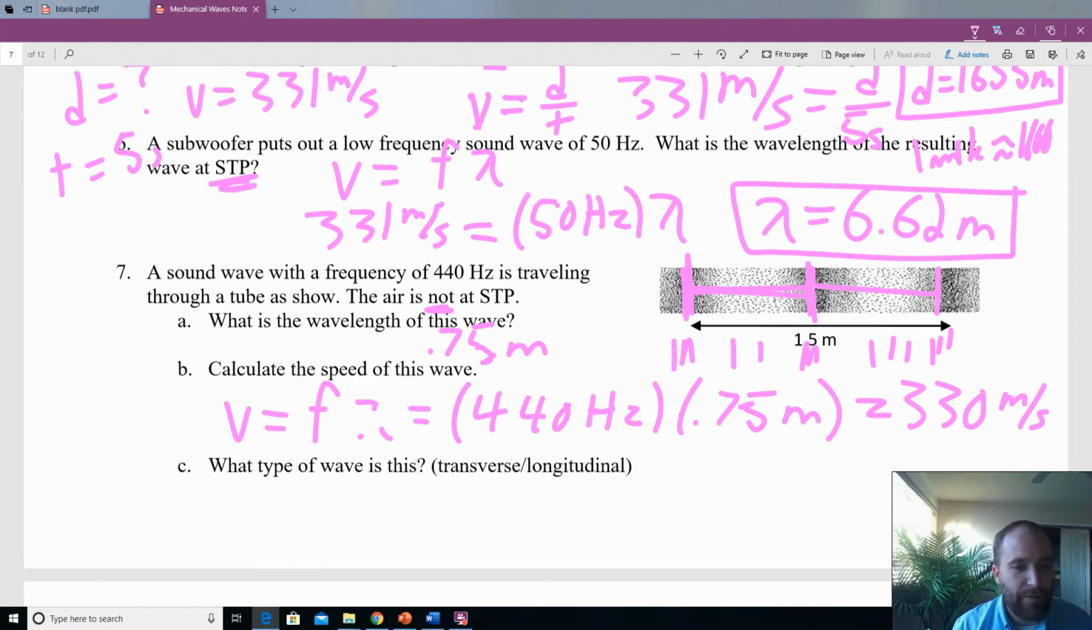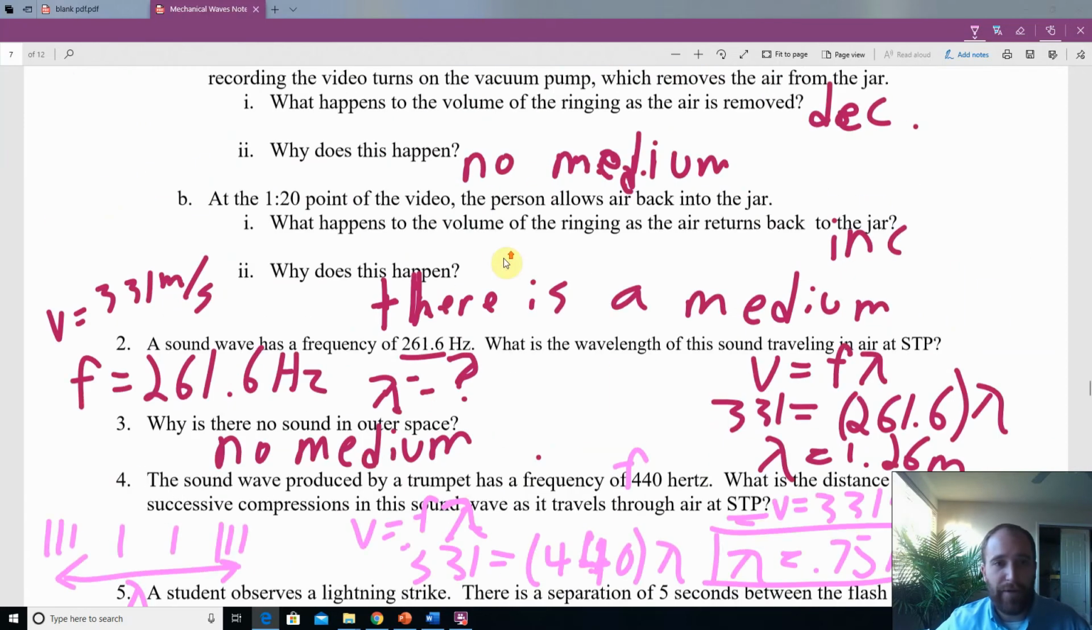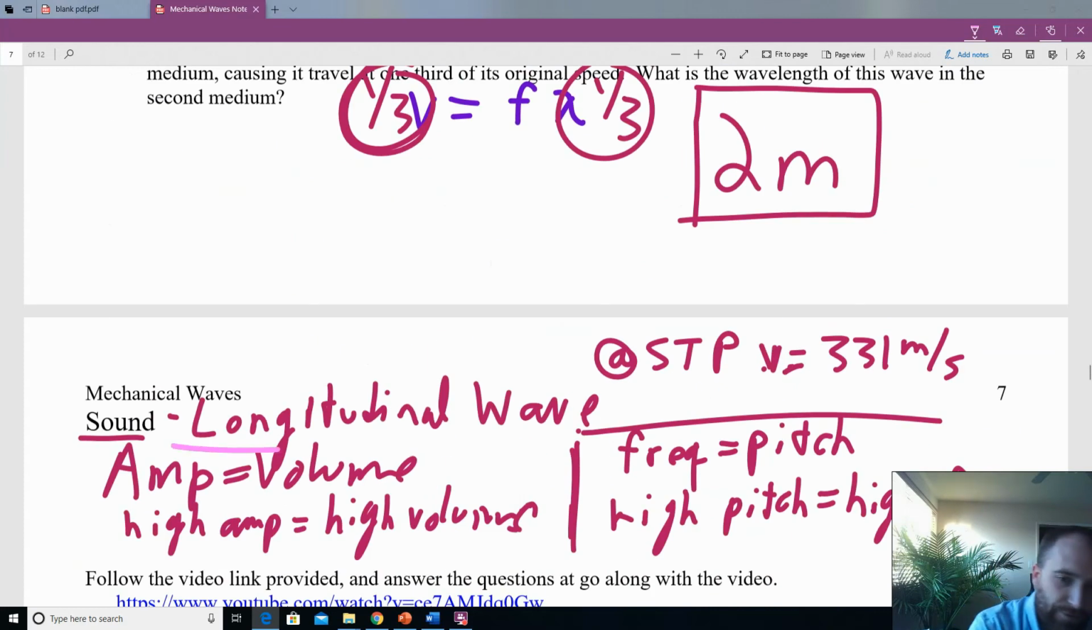C. What type of wave is this? Okay, you have to know this. Sound is a longitudinal wave. How would you know that? Because you should have written it down earlier. So that's a fact you've got to remember. Sound is a longitudinal wave.